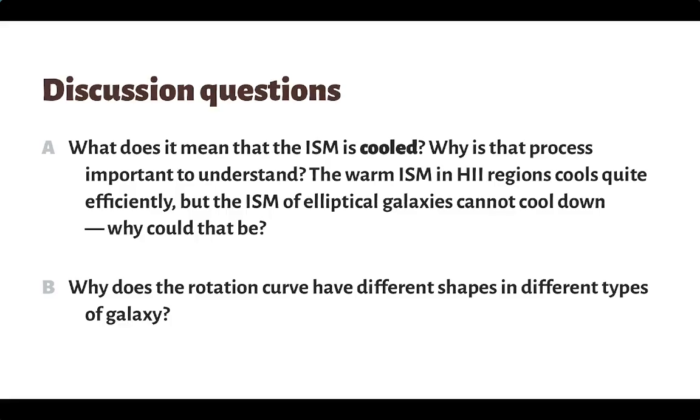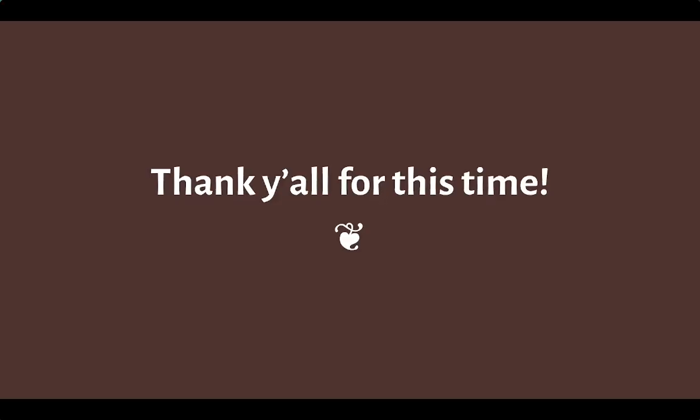And question B, why does the rotation curve have different shapes in different types of galaxy? Why are they not all the same? Why is there a different slope around the center? Why do some galaxies seem to settle down to more or less constant rotation velocity, while others don't seem to have such a constant rotation velocity worth noticing? So please mull these over until we meet, and then we will discuss these questions.